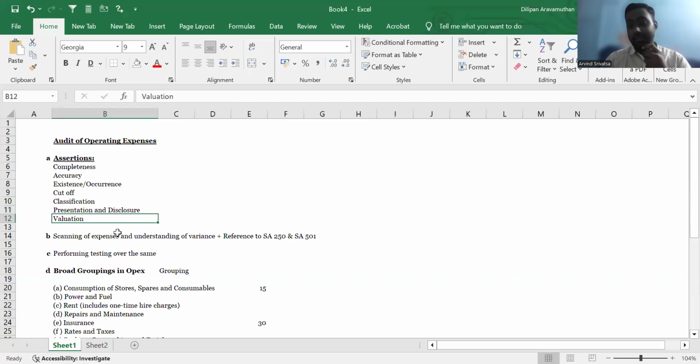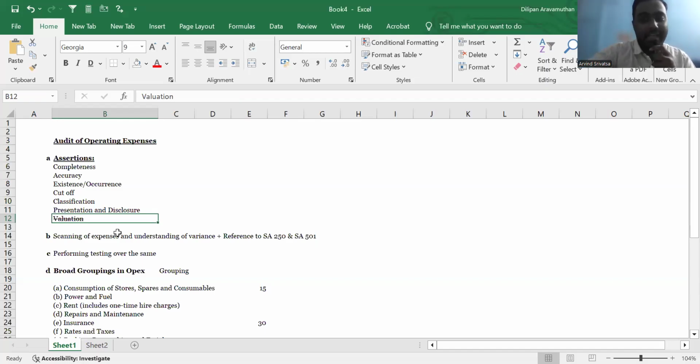Valuation, guys, let's think sensibly. This is a profit and loss account item. Will valuation apply to it? No. It is not a balance sheet item. Where would valuation come in case of an expense? Let's just strike this off. Done. Perfect, guys. So we have understood the assertions.